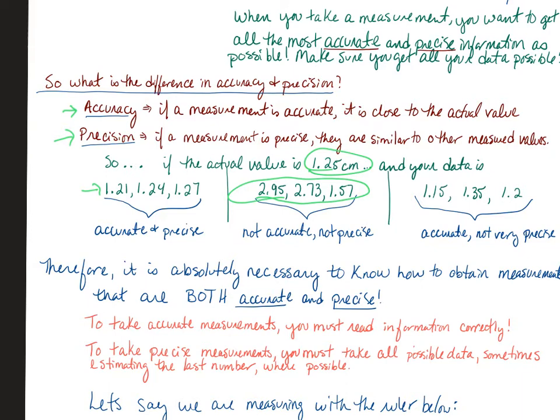So what do I mean by that? Is that 1.57 and 2.95 are a little bit further away from each other than what we really want to have precise data. And then here we could have something like this.